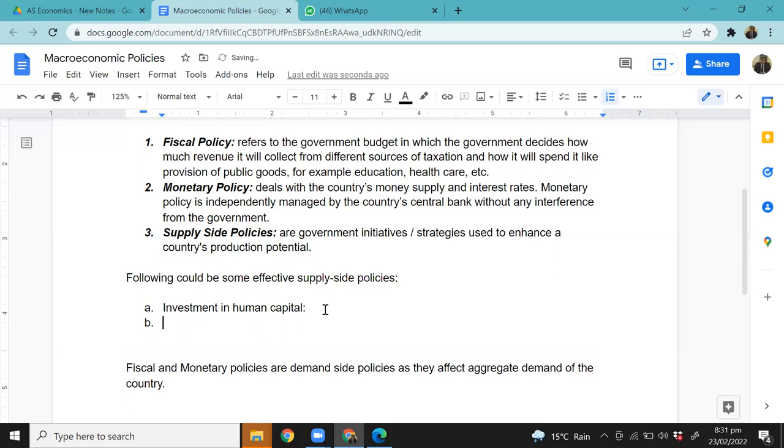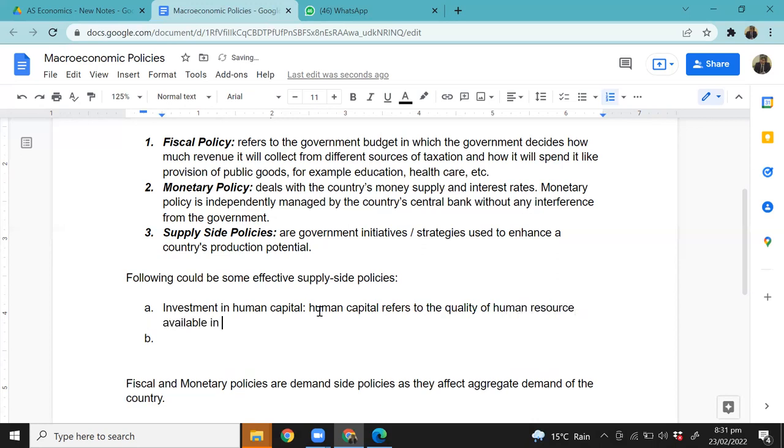More training programs, right? Exactly. So what is human capital? Let me first define that for you. It refers to the quality of human resource available in a country, right? Now, what is human resource? Human resource, labor, basically the workers, the workforce, right? And that is what human capital is. So human capital is directly affected by two things. Human capital, can you guess what are the two things?